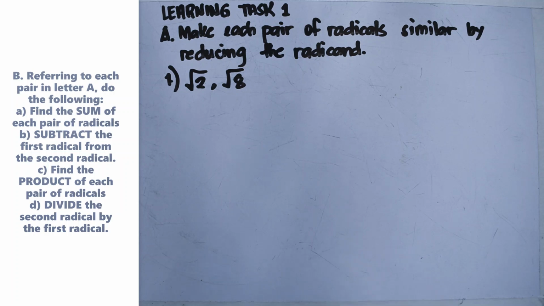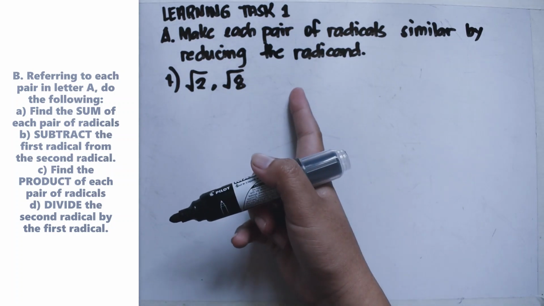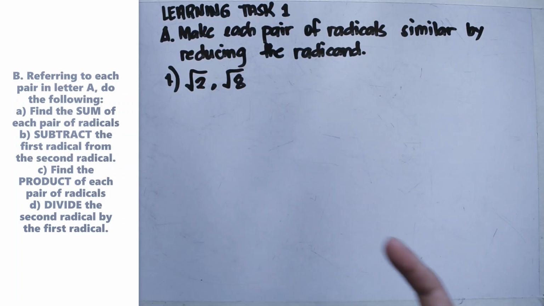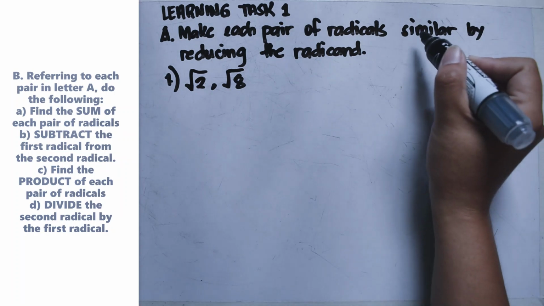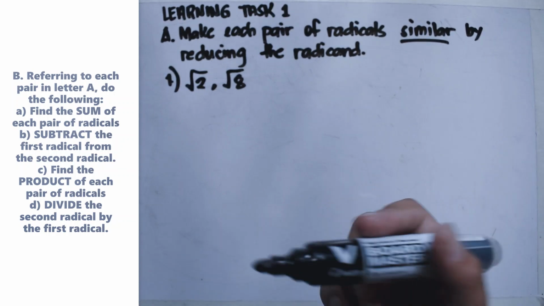So para po hindi na magtagal, let's now answer number 1 sa letter A. Sabi, make each pair of radicals similar by reducing the radicand. Now, paano po ba tayo nagre-reduce ng radicand? Ano ba pag sinabi nating similar? So sa radicand po, pag sinabi nating similar, dapat same yung index at the same time, same din yung radicand.